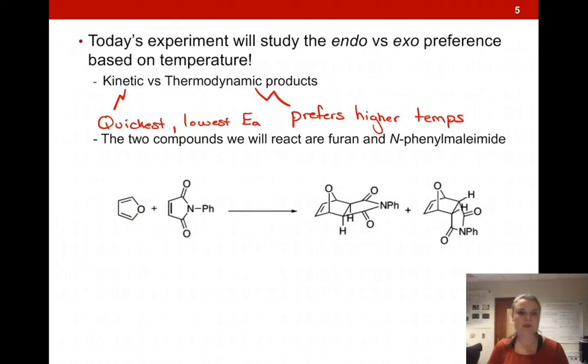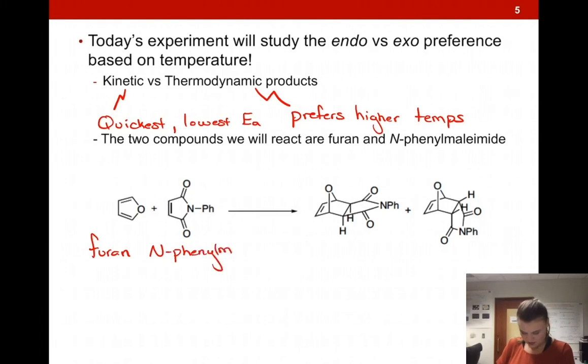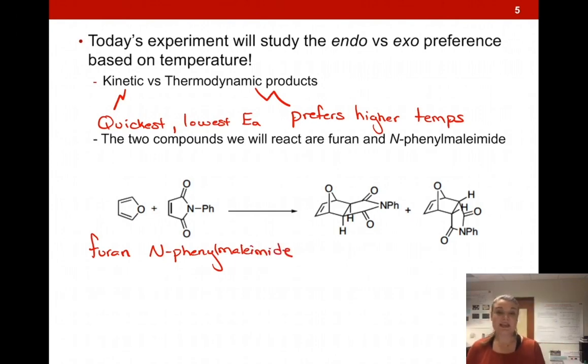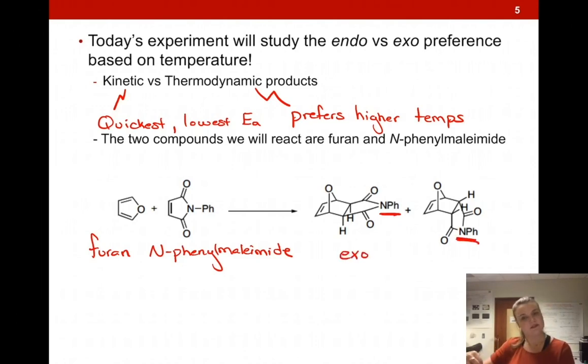Now, the reaction we're going to be looking at is the reaction of furan, seen here on the left, and N-phenylmaleimide, which will give us an endo and an exo product. Just in this case, we're using two cyclic starting materials. So here, where the N-phenyl is facing out, it's exiting, is our exo product. And then when the N-phenyl is kind of facing up under, that is our endo product.